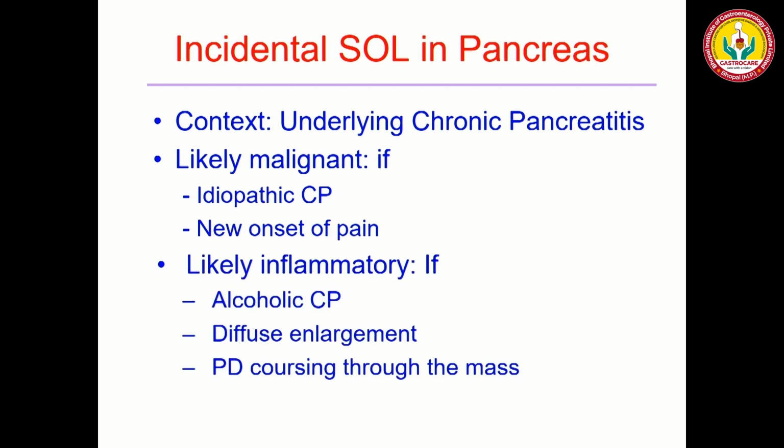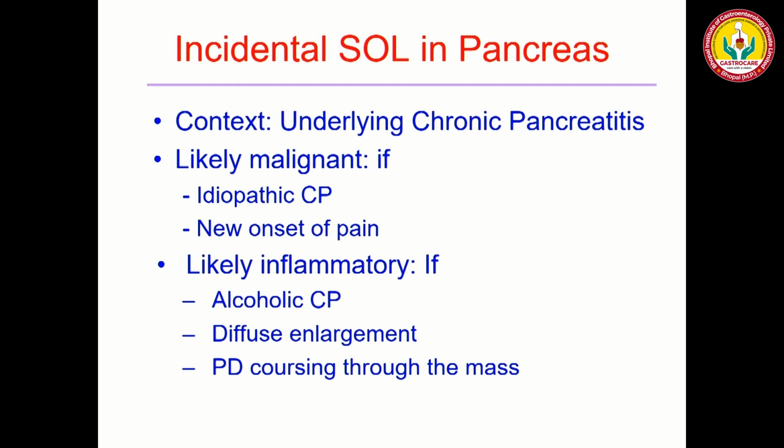Now, it is likely to be inflammatory if you have a patient with alcoholic CP who comes in with a history of 1 or 2 years of pain, and there is diffuse enlargement of the head of pancreas rather than a discrete mass, or the pancreatic duct is coursing through the lesion. So these are the two characteristics on imaging: a diffusely enlarged head of pancreas or a duct coursing through the head. It is likely to be inflammatory, and the etiology of CP is alcoholic.